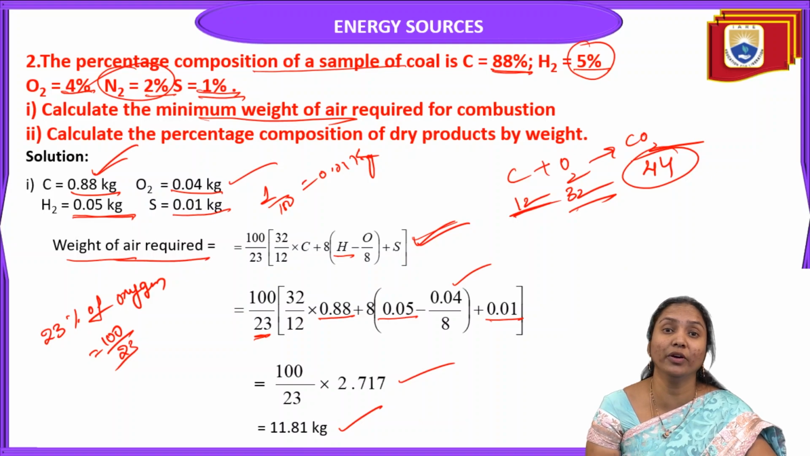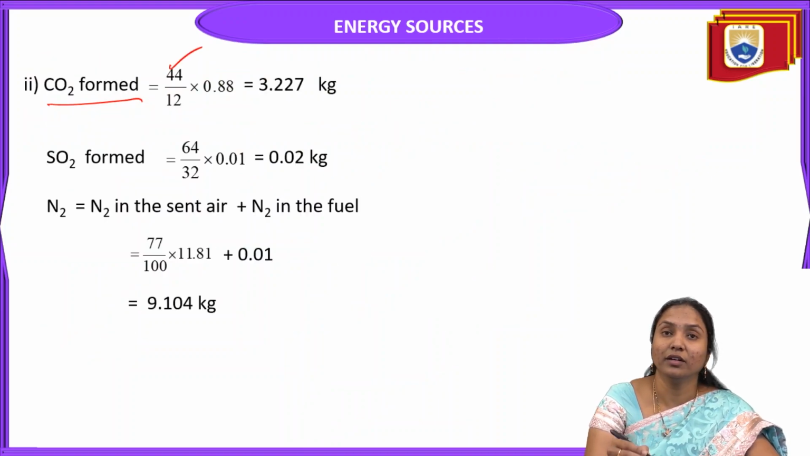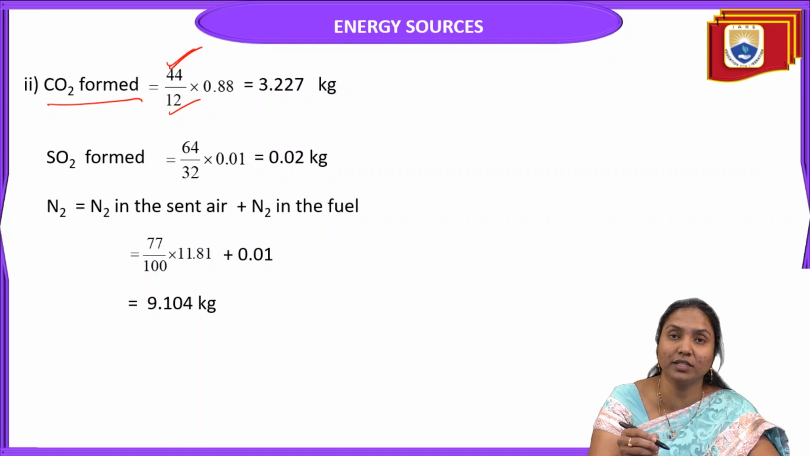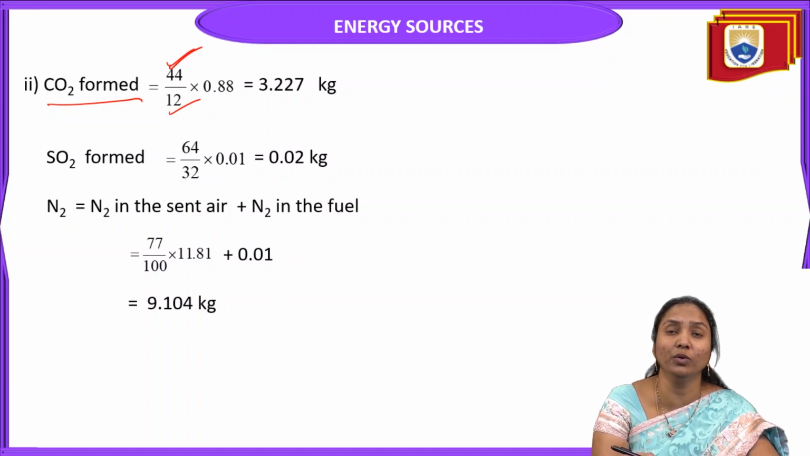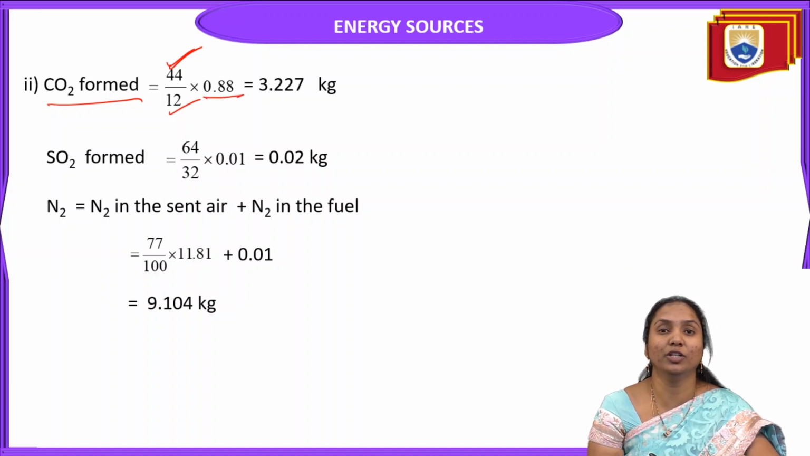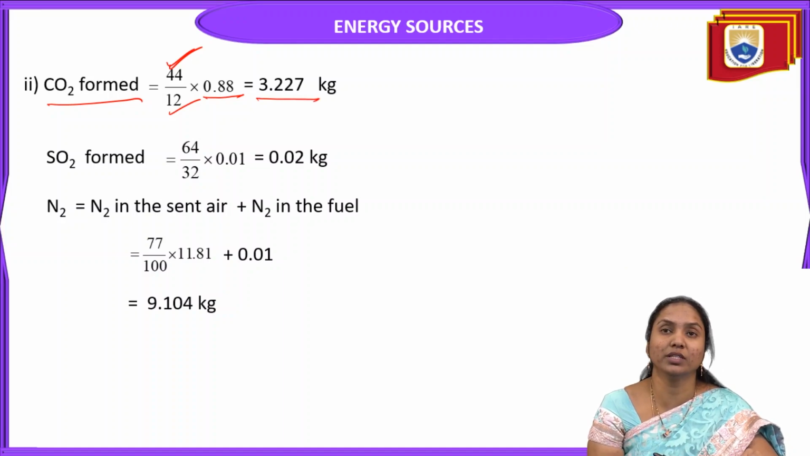Carbon weight is given as 0.88. If you take 12 kilograms of carbon burning, the combustion product, carbon dioxide, weighs 44. So 44 by 12 into the weight of carbon present in this fuel, 0.88, is equal to 3.227 kilograms of carbon dioxide formed.